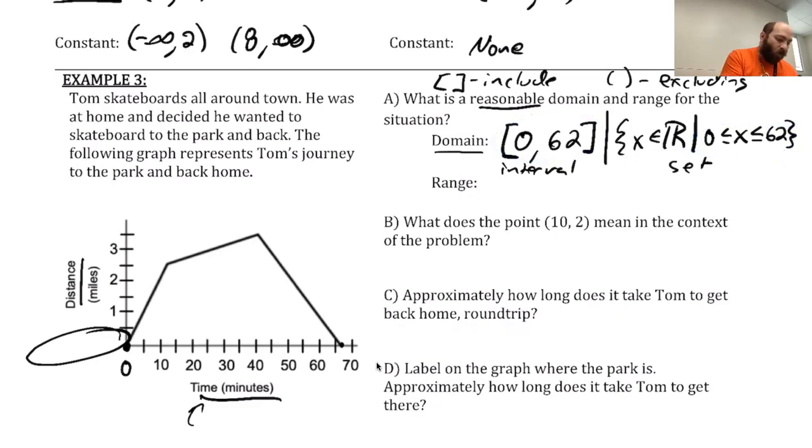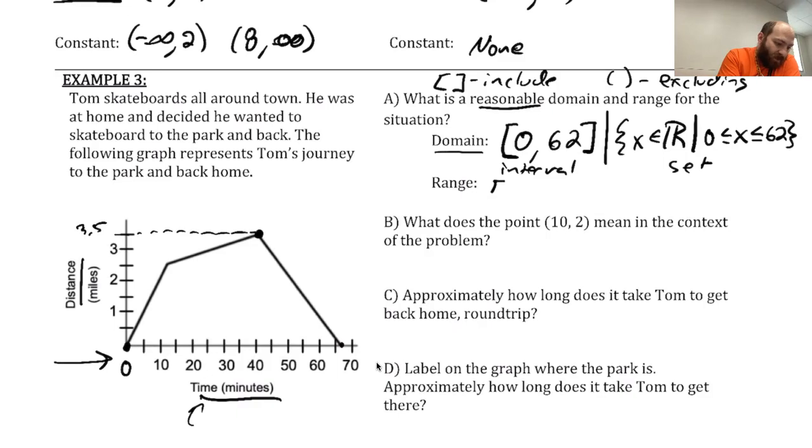Range is going to do the same thing, but we're going to go in the Y direction, okay? In the Y direction, we're focusing on, again, real life here. We're not going to do negative here because that's a negative distance. I don't know how you represent a negative distance from home. I guess you went somewhere, you came back and then kept going past. So we don't care about negatives in the Y direction, okay? And we also kind of care about the maximum point here. It looks pretty close to that, so we're going to say that that is 3.5. So that's the furthest that Tom gets from home.